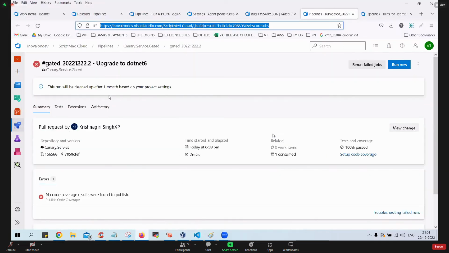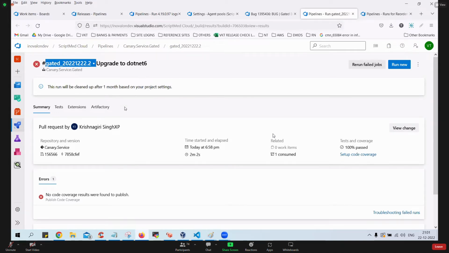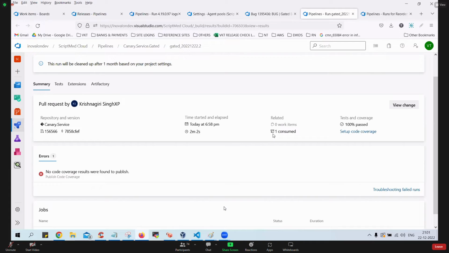I was trying to check. So you can see there is some application called Canary. Its build process is failing. If the build is positive, then only the application gets deployed, right? So that is the current ticket I was trying to check.